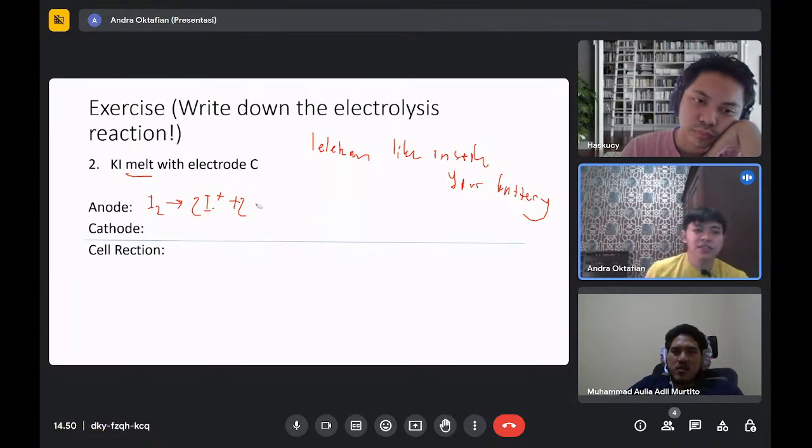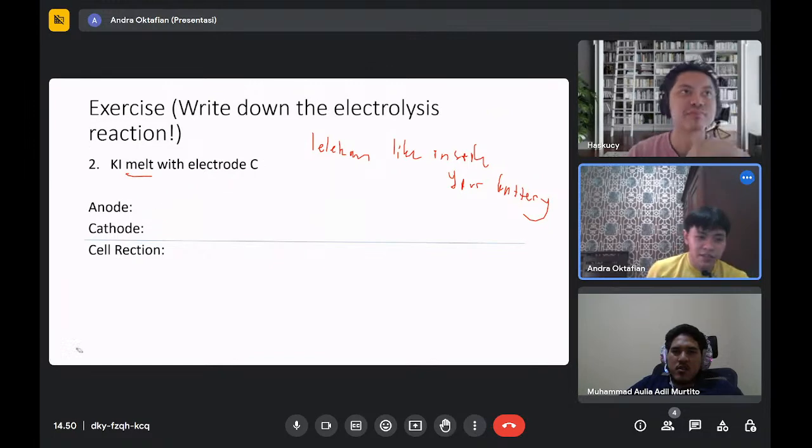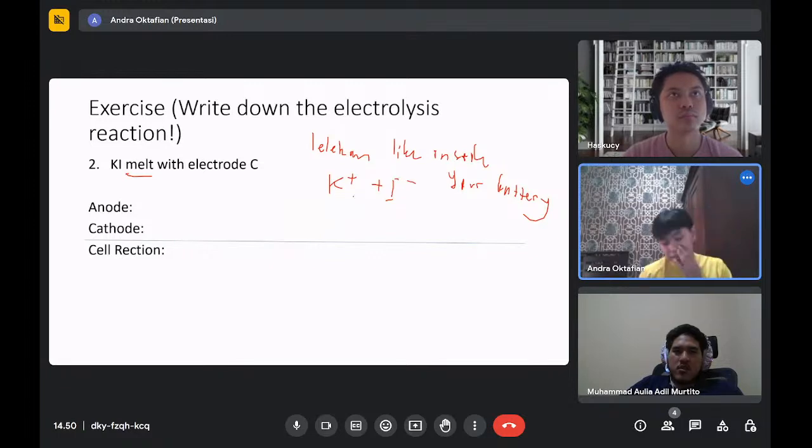There is a mistake. Yeah, it's kind of tricky. You see that the KI is a mixture of K plus and I minus. Because the I minus should be oxidized, naturally it's already minus from the beginning. And because it's diatomic, just put 2 here.